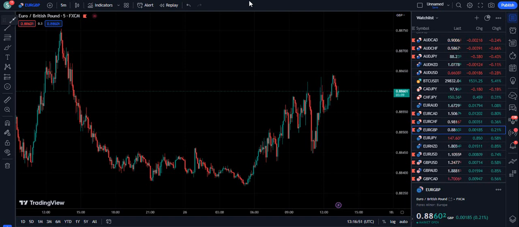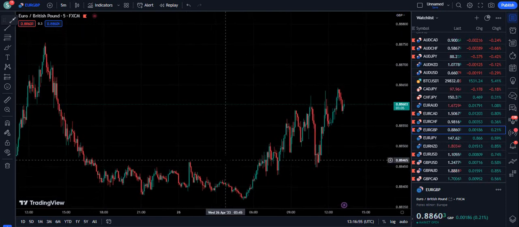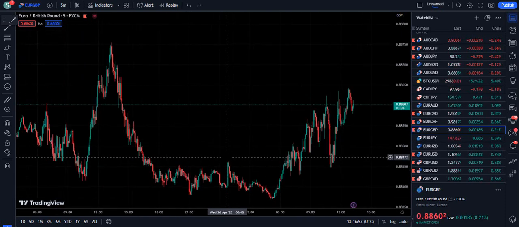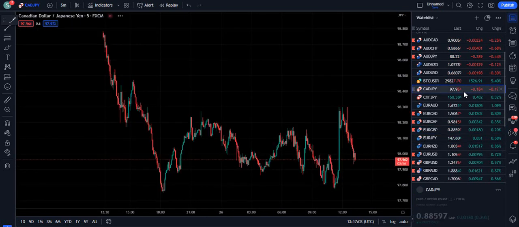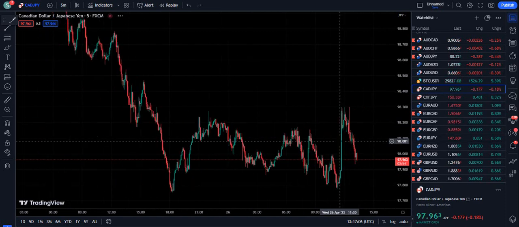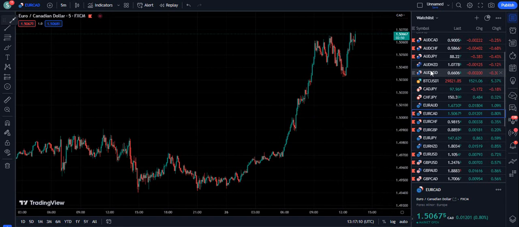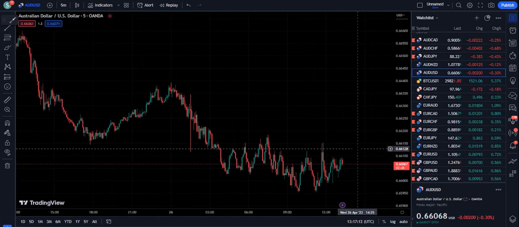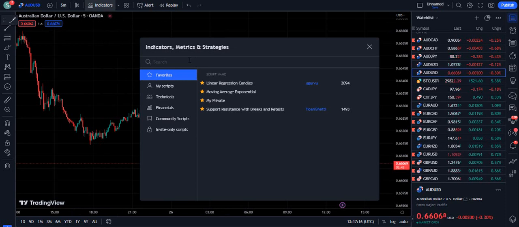Hello traders, in this video I am going to show you the special indicator that is available on TradingView based on the break and retest strategy. Normally you draw the break and retest strategy by following the order blocks, but today I am going to show you one indicator that is available on TradingView and is doing your homework. So let's move toward the indicator section.